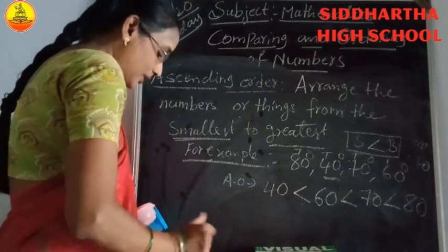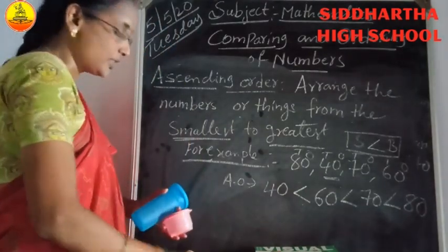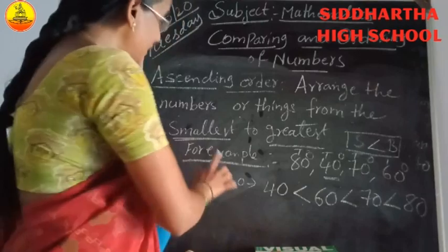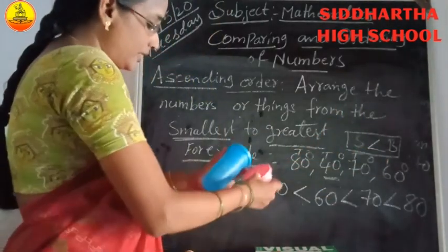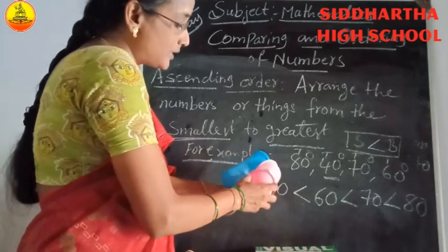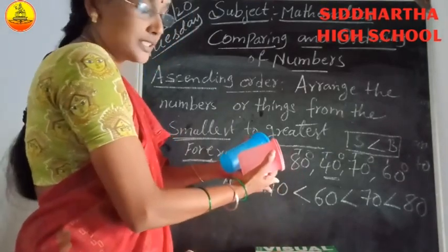I have some different sizes of tins. How to arrange these tins? Ascending order means, as I told, small to big. Here are the 4 things, children. I am arranging these in ascending order.